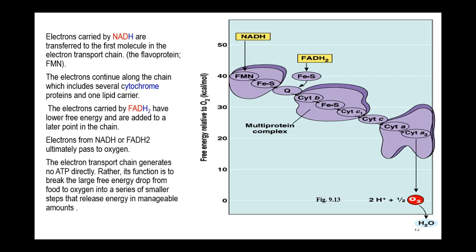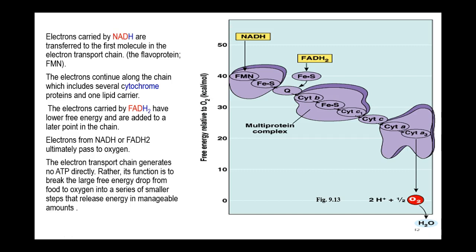And then the electron transport chain: those NADH electrons are transferred to the first molecule in the chain. And that molecule actually happens to have a name. All of these have names. Not so important that you know that name, but you do want to know that cytochrome proteins are the proteins that are carrying these electrons. So electrons continue along the chain, which includes several cytochrome proteins. We see something similar to this protein in photosynthesis also. These are proteins that actually can carry these electrons.